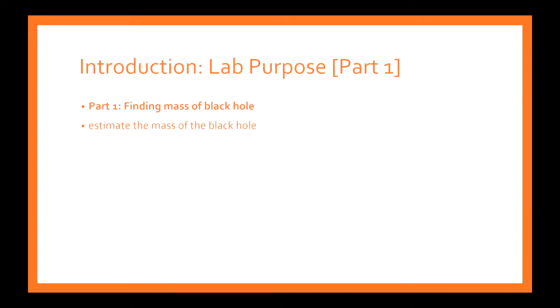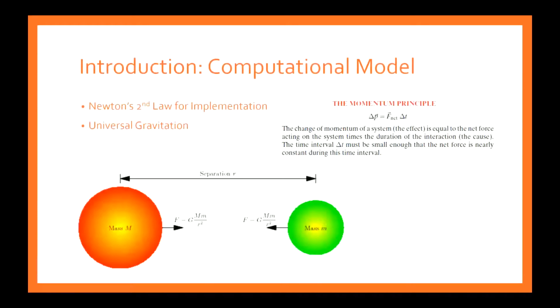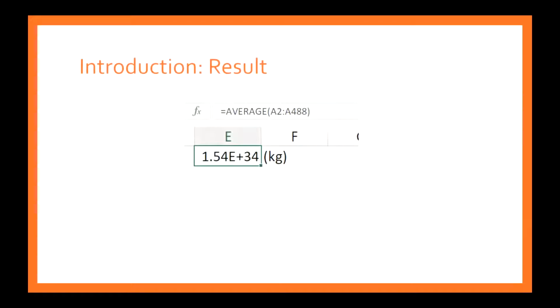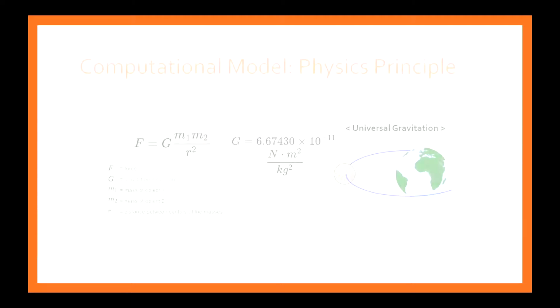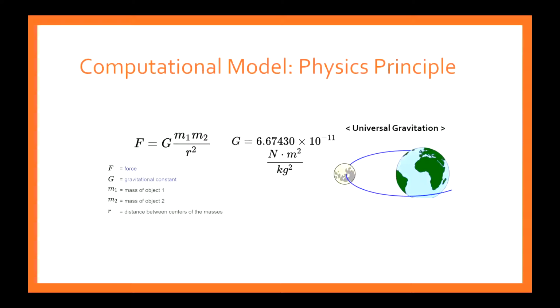First part, we're going to find the mass of the black hole. The two formulas are Newton's second law, as always, and universal gravitation, which is the force between two masses. There's no experiment. The result is 10 to the power of 34, which is a really big amount, but it's reasonable because we are dealing with a black hole, which is a very, very heavy object.